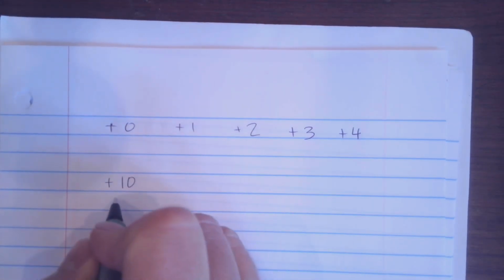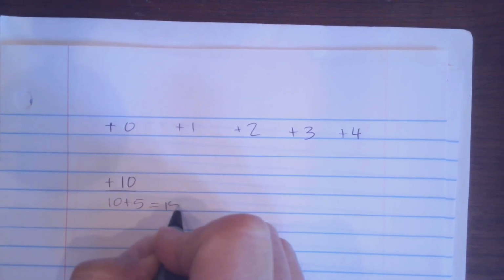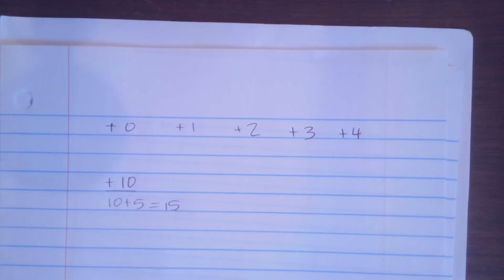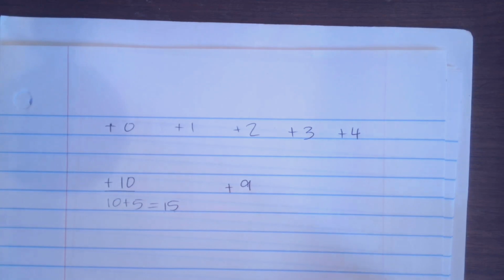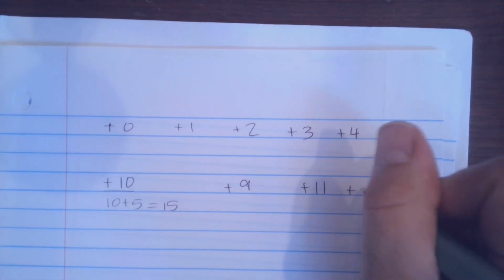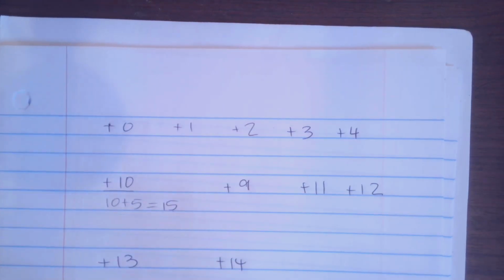Plus 10, you add 1 to the front of the number, so 10 plus 5 is 15. You put the 5 here, you put a 1 here. With the plus 10, we do plus 9, plus 11, plus 12, plus 13, and plus 14.